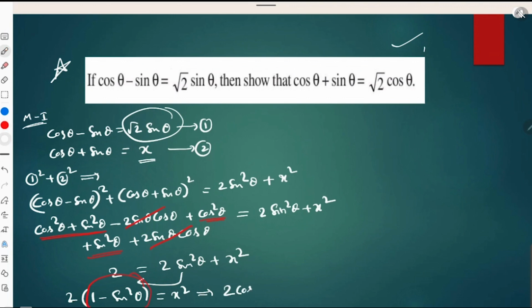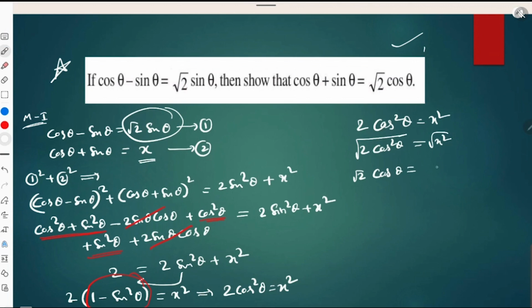So 2 cos square theta equal to x square. Now squaring on both sides. Okay, so if you take square root on both sides, square root of 2 cos square theta equal to square root of x square. So root 2 cos theta equal to x. So this is what we need to prove, that the required value cos theta plus sin theta is root 2 cos theta. This is one method.